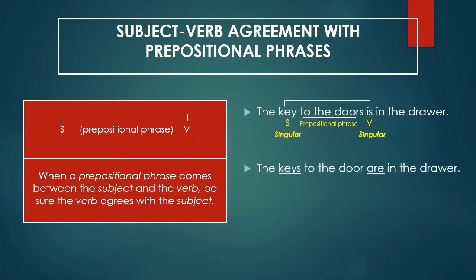The second example, the keys to the door are in the drawer. Dalam kalimat ini, subjeknya adalah the keys. Verbnya adalah are. Ada prepositional phrase to the door. Untuk subject-verb agreement, kita melihat subjek the keys yang terletak sebelum prepositional phrase. The keys merupakan plural, maka verbnya juga harus plural, are.